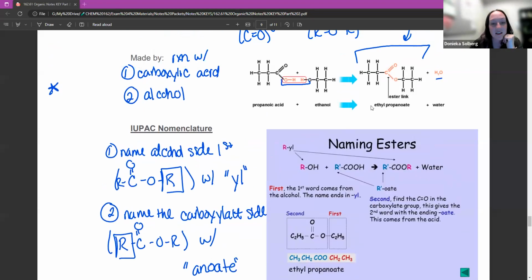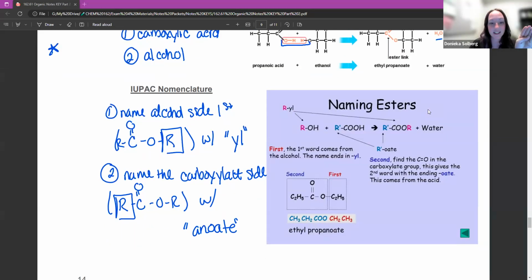So if I look at this, this is my new ester, right? This is what I made. The alcohol side, this is 2 carbons, that was an ethanol. And the carboxylic acid side, this was 3 carbons, that was propanoic acid, so ethyl propanoate. I know it's kind of yucky. It's a lot of work figuring out what's going on, but this is what ethyl propanoate looks like.